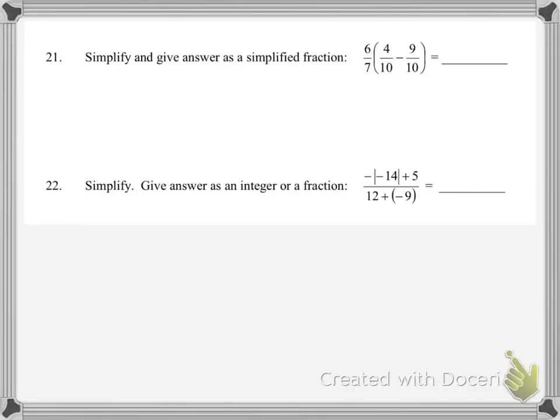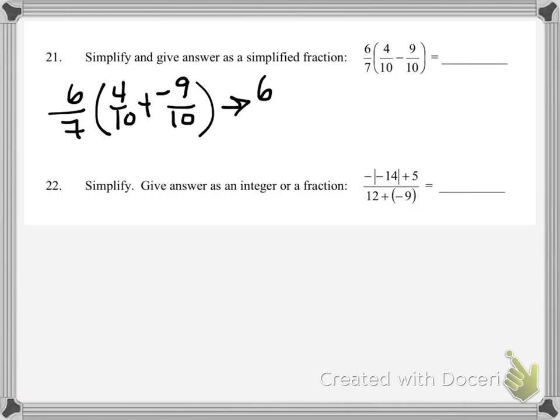Following order of operations for problem number 21, we'll go ahead and do the parentheses first. Change subtraction to addition, and that's going to make that 9/10, negative 9/10. So basically our common denominator is 10. 4 plus negative 9 is negative 5.